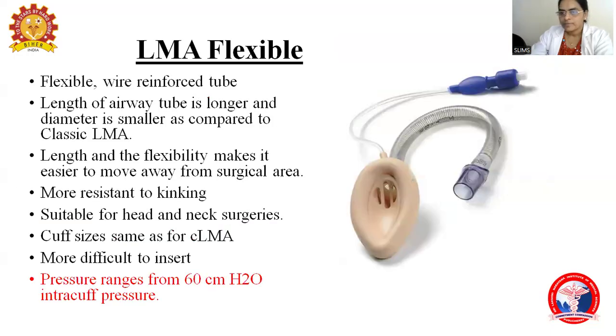This is the flexible LMA. It is also called reinforced tube. Length of the airway tube is longer and diameter is smaller as compared to the classic LMA. The length and flexibility make it easier to move away from the surgical area. More resistant to kinking and suitable for head and neck surgeries.